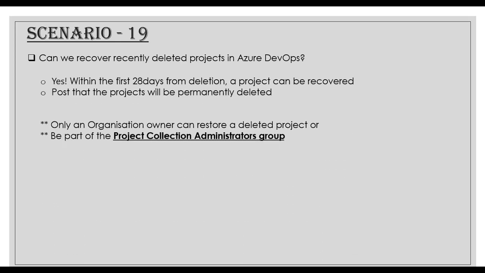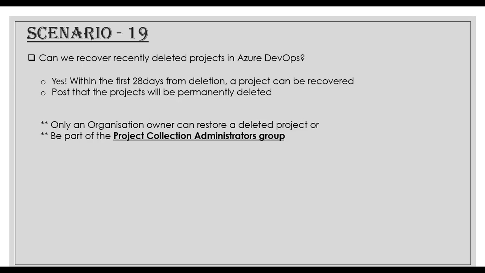Yes, within the first 28 days from the deletion, a project can be recovered. Remember the date, first 28 days from the deletion. Post that, the project will be permanently deleted. One more condition, only an organization owner can restore a deleted project, or a person who is part of the project collection administrative group. Only these people can recover your deleted project.